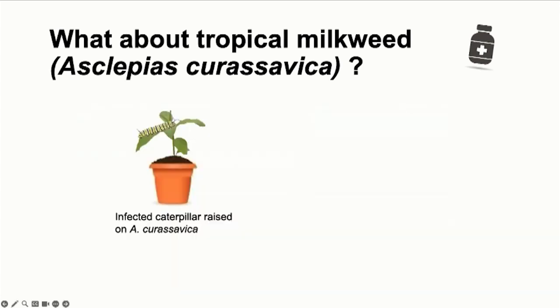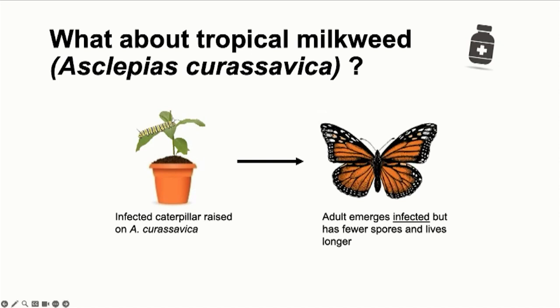So if we were to take an infected caterpillar and raise it on curassavica, when it emerges, the adult is still infected, but it actually has fewer spores. Maybe instead of 5 million, it has 3 million dormant spores on the outside, and it lives a little bit longer. Now, that may seem like, okay, that's actually good, but at the same time, that's not so good, because if an infected monarch is living longer, it means that it now has more time to spread the parasite spores onto milkweed or onto adults or so on.